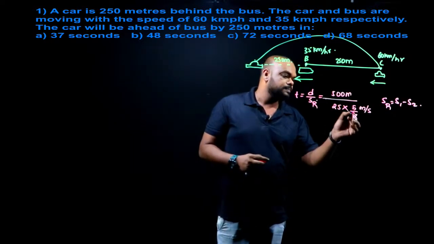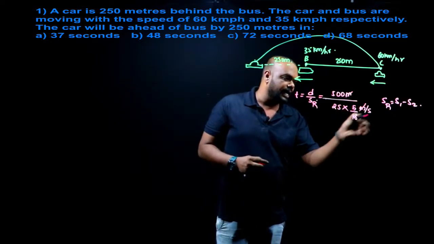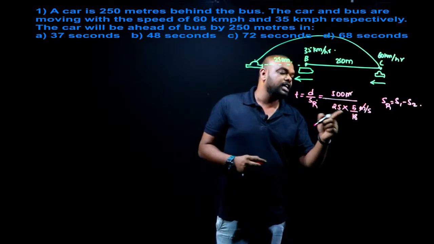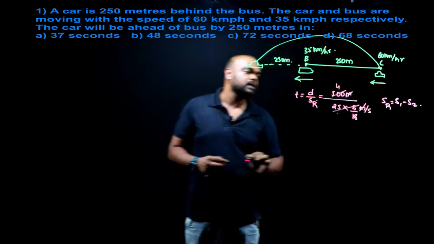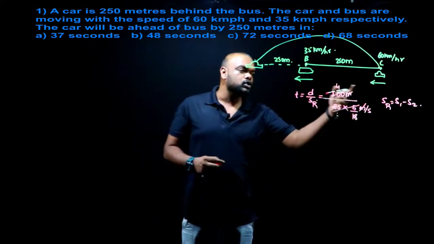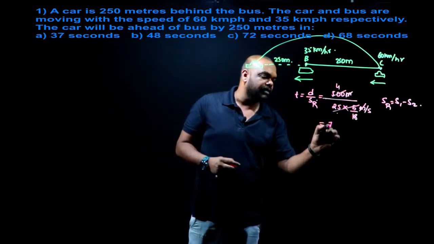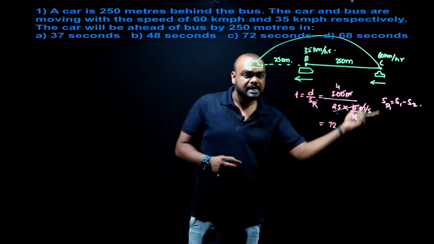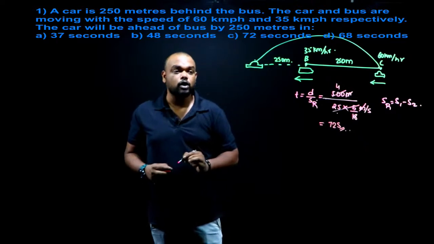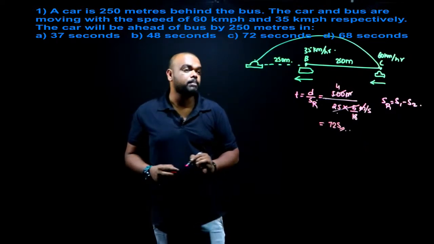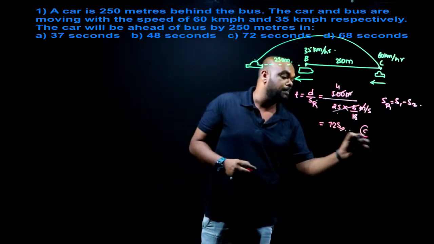So what happens? Meter cancel, 18 goes to the numerator. 25 into 5 is 125. 125 into 4 is 500. 18 into 4 is 72. What is the unit left out? Seconds. Seconds also come to the numerator. 72 seconds is my answer. Do you have the option? Option number C must be my answer.